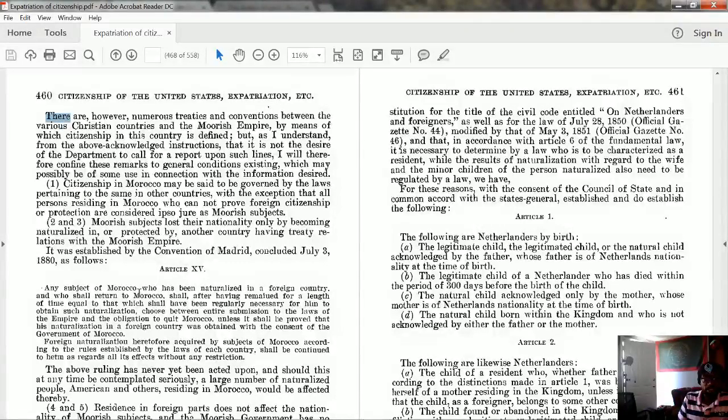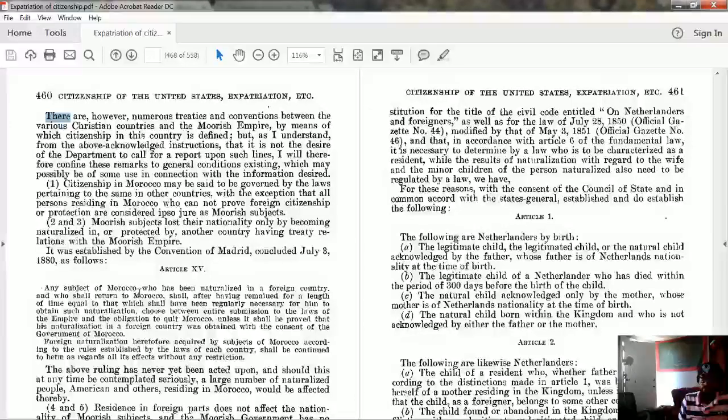1. Citizenship in Morocco may be said to be governed by the laws pertaining to the same in other countries, with the exception that all persons residing in Morocco who cannot prove foreign citizenship or protection are considered ipso jure as Moorish subjects.